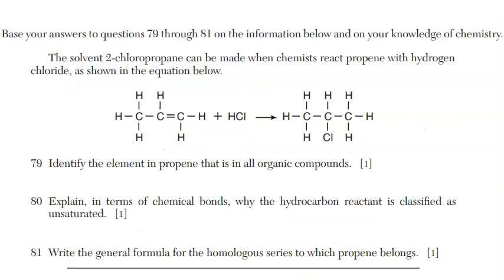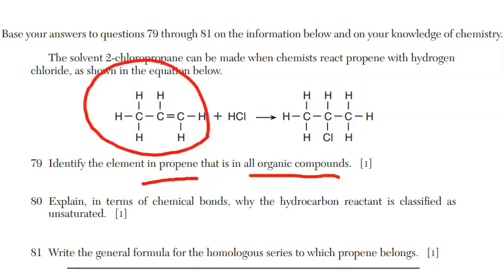All right, 79 through 81. And by the way, you're doing great. If you've stuck with me this long, that is awesome. Just keep working hard. Maybe take a break if you need to and come on back. But here we are with 79. Identify the element in propene, that is in all organic compounds. Well, I didn't really need the propene in order to see this. And propene is right here. But the key is for all organic compounds, it is carbon.